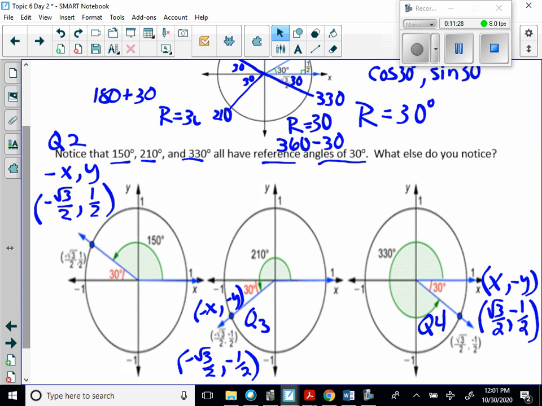Now we want to do the same thing for 45 degrees, and we want to do it for 60 degrees as well. So we want to think about what angles are going to come up and what we will see. So pause if you need to. I'm going to the next screen.